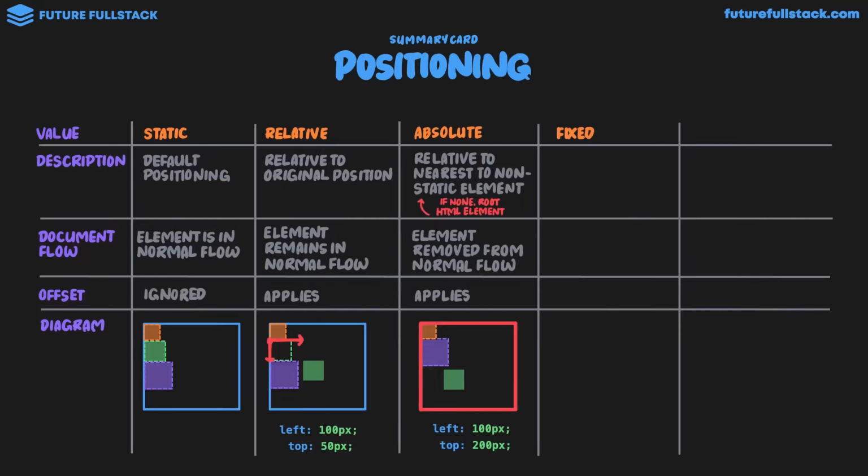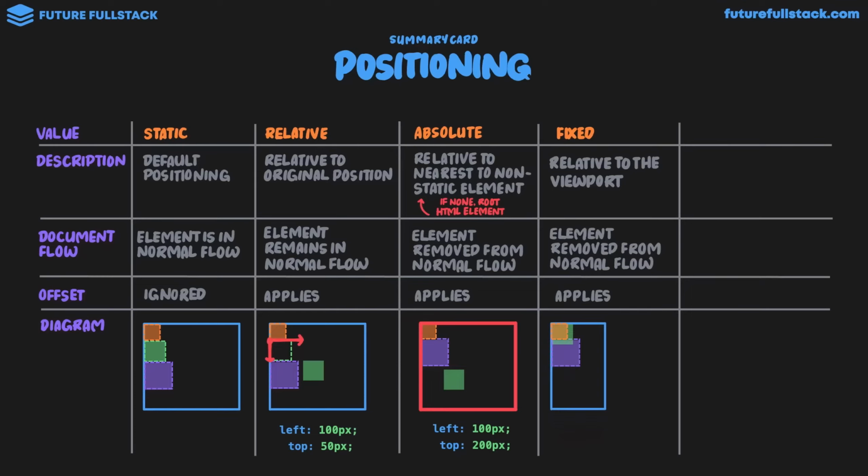For fixed positioning, it's relative to the viewport. The element is removed from normal flow, just like an absolutely positioned element, and offset properties apply. So in diagram form, we have our fixed positioned element, which is just like an absolutely positioned element, in that it's removed from normal flow, but the offset properties are now relative to the viewport, where right 50 pixels and bottom 50 pixels will move our element here.